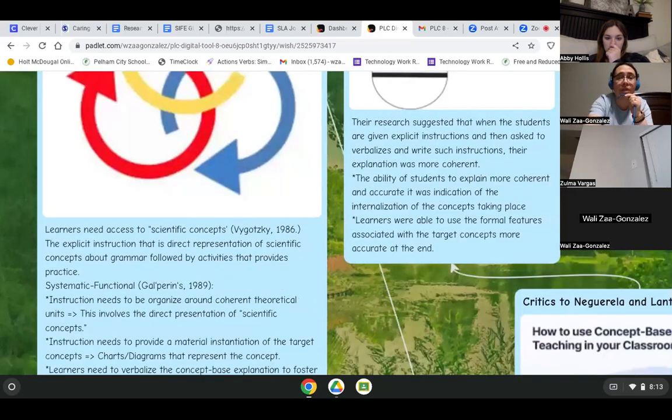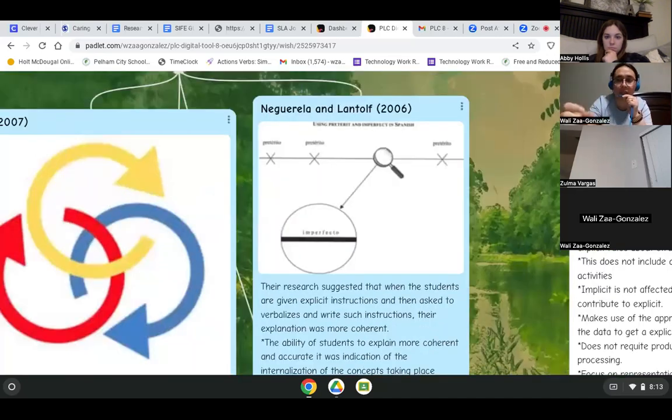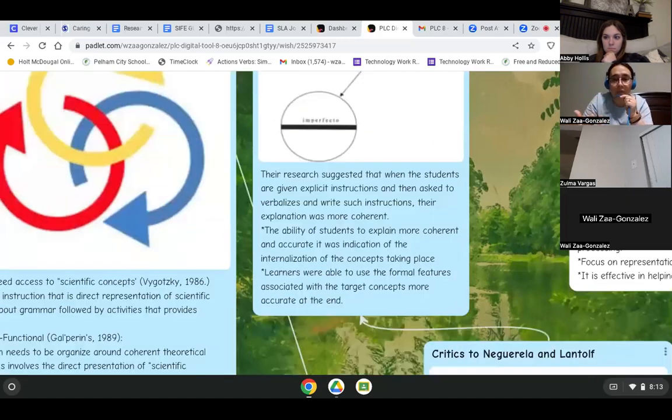The other researchers were Negrella and Landfall as well. And their research suggested that when the students are given explicit instructions and then verbalize and explain the scenarios at the end, their explanation will be more coherent. The ability of the students to explain more coherently and accurately was an indication, they say, that the internalization of the concept was taking place in their research. Learners were able to use formal features associated with the target concept more accurately at the end of the study.